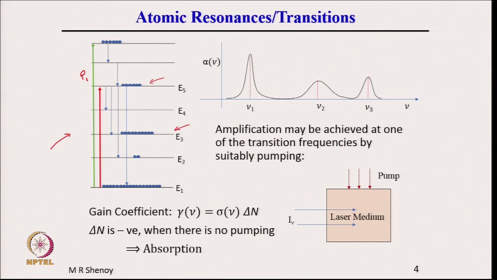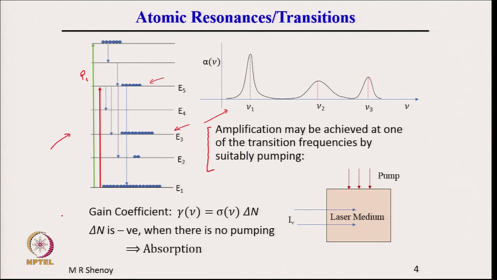This depends on the lifetime of the levels, and there are several transitions which take place. For example, each transition would represent a resonance centered around a frequency nu 1 or nu 2 and nu 3 and so on. So, the amplification may be achieved at one of the transition frequencies by suitably pumping, and again the condition for population inversion has to be met to achieve amplification.